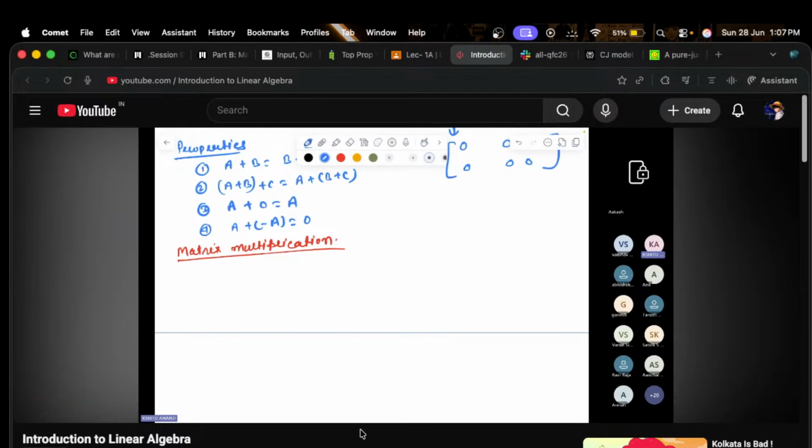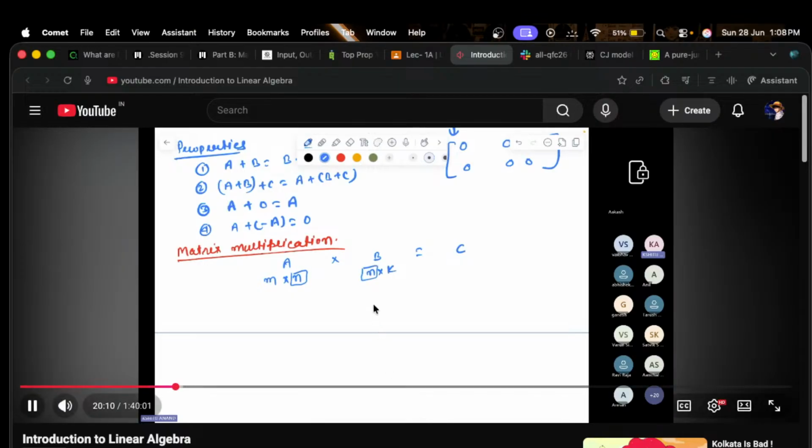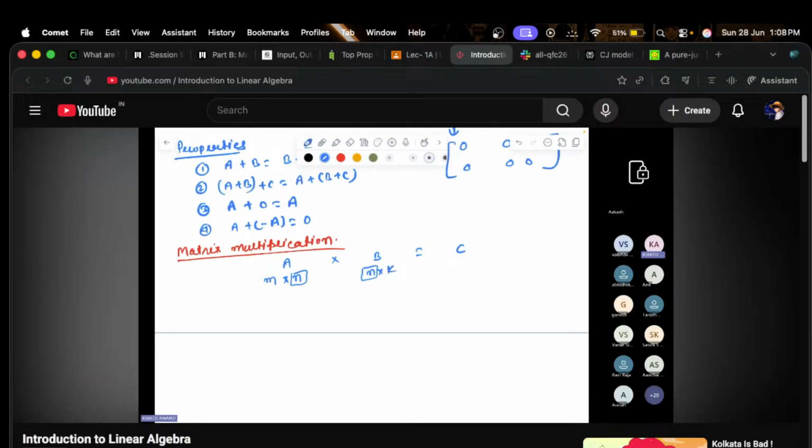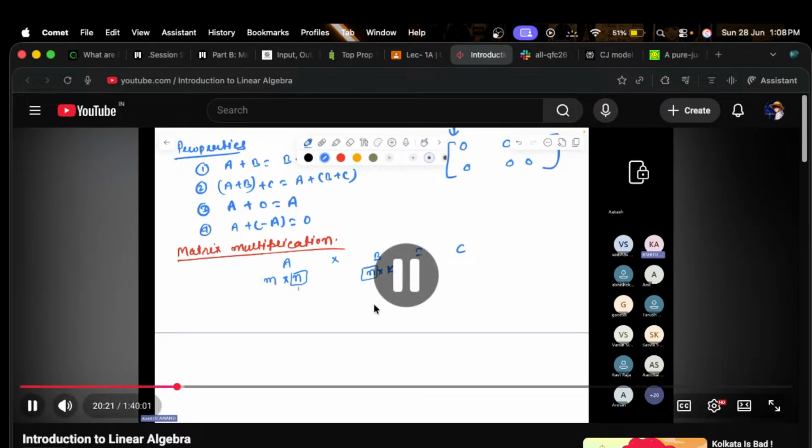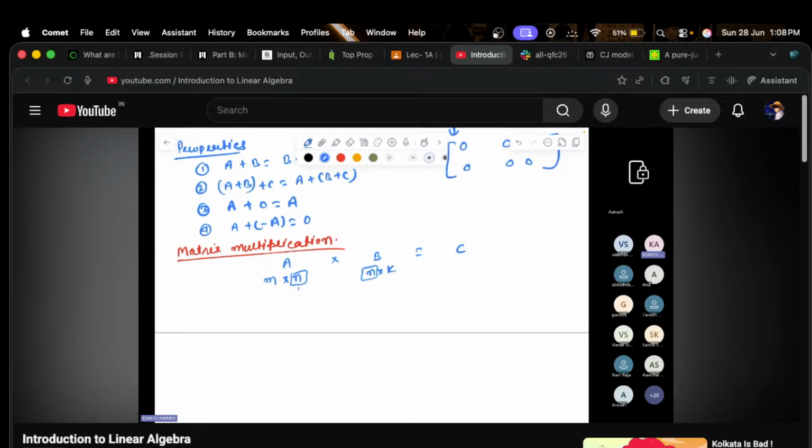You can't add any two matrices, right? So matrix A can be multiplied with matrix B only when the number of columns in matrix A is equal to the number of rows in matrix B. Okay, please understand, it's very important. So if you want to multiply matrix A by matrix B, it can only be done when the number of columns in matrix A is equal to the number of rows in matrix B. So basically we can only multiply if the number of columns of the first matrix is equal to the number of rows of the second. Okay, makes sense.